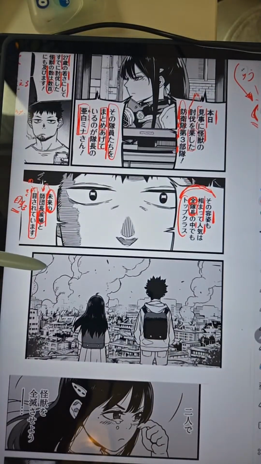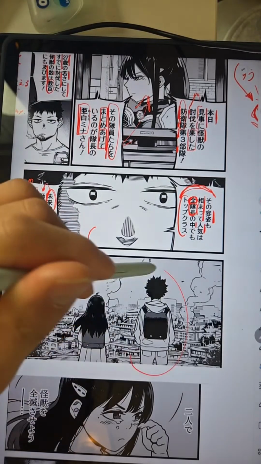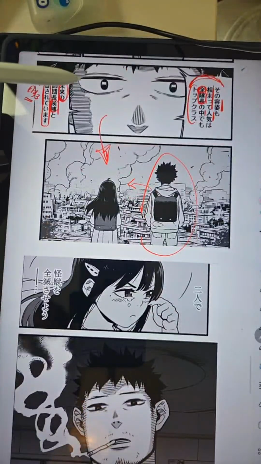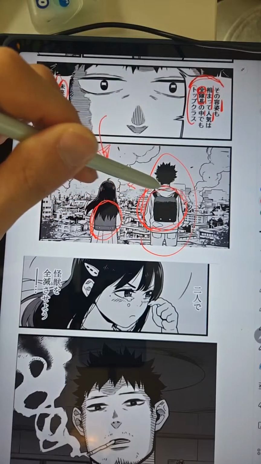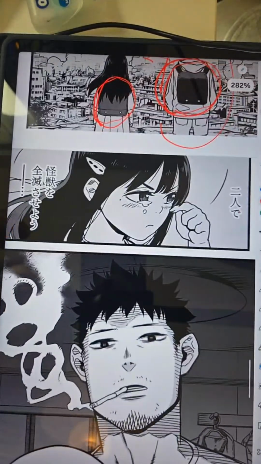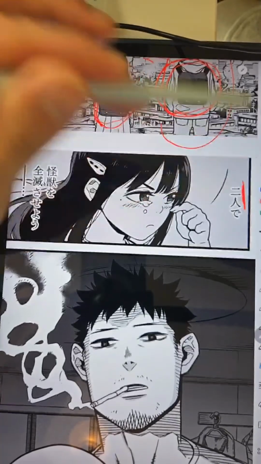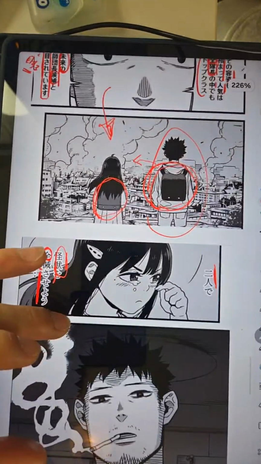So the protagonist is watching the TV news talking about this person. He reminisces about this memory of him with her when they were in elementary school. Why? Because they have the randoseru, the special backpack for elementary school kids. 二人で怪獣を全滅させよう。Together, both of us, 怪獣, monsters, を全滅, to extinguish all, させよう. Let's eliminate all the monsters together, both of us. I guess that's what they promised each other.